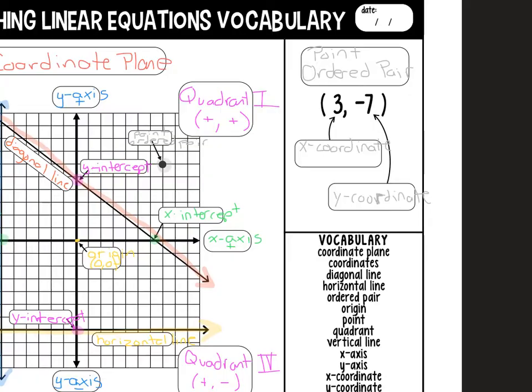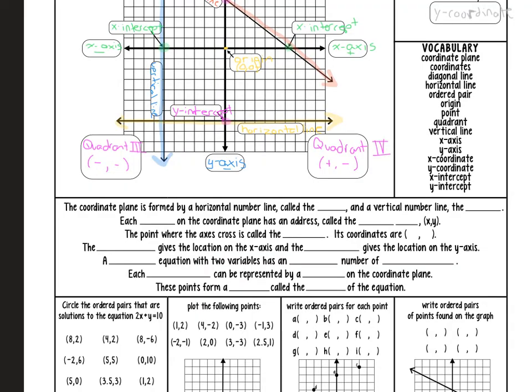All right, so a quick recap of some of the vocabulary that I discussed using the diagram above. The coordinate plane is formed by a horizontal number line called the x-axis and a vertical number line called the y-axis. Each point on the coordinate plane has an address called the ordered pair.